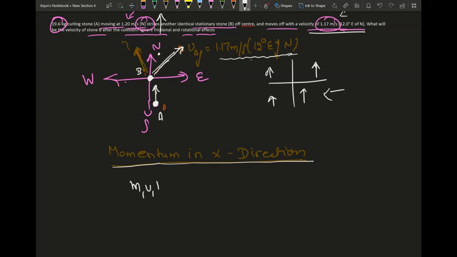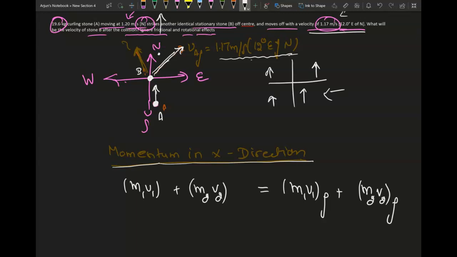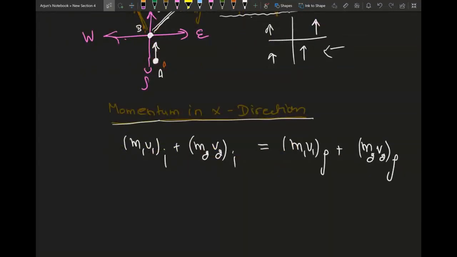So this is m1 v1 plus m2 v2. Same old story. How many objects are there? There are two objects in this, two curling stones. So m1 v1 plus m2 v2 initial, equals m1 v1 final plus m2 v2 final. That's how we're going to write the equation. Now everything has to be in the x direction.